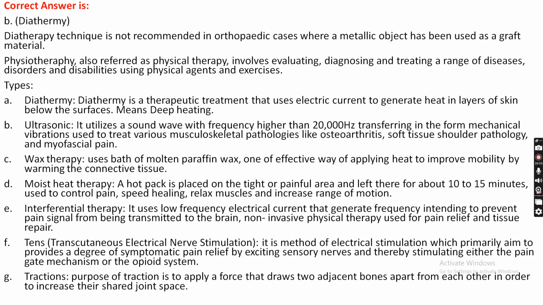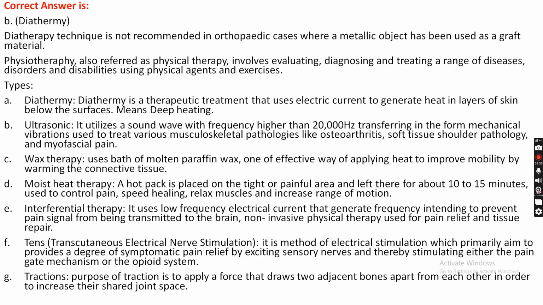Similarly, ultrasonic is a type of physiotherapy in which sound wave greater than 20,000 hertz is used, transformed in the form of mechanical vibration, and it is used to treat various musculoskeletal pathologies like osteoarthritis, soft tissue pathology, and myofascial pain. Similarly, wax therapy is a special type of physiotherapy in which we use molten wax, which applies heat to improve mobility by warming the connective tissue.